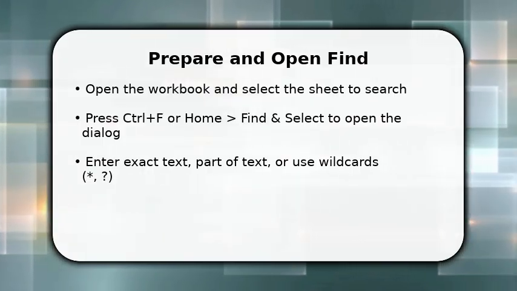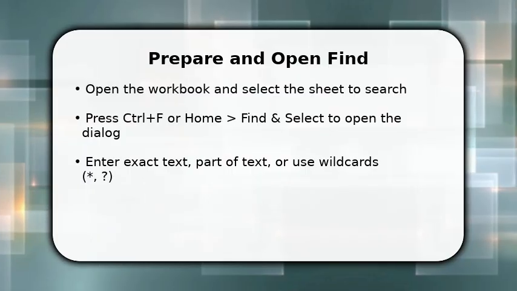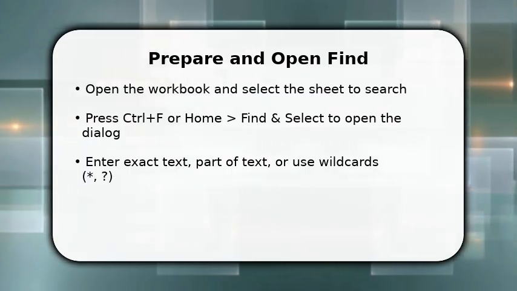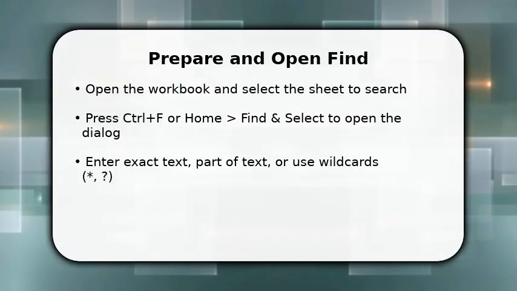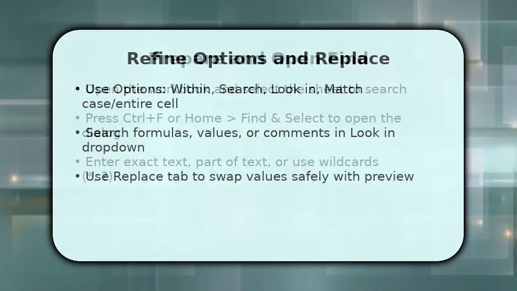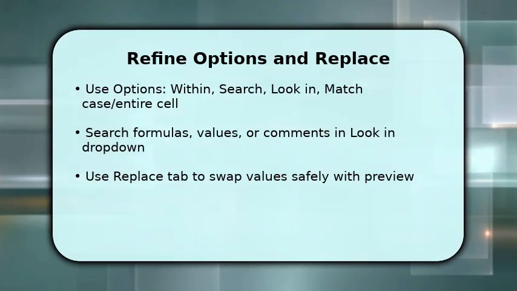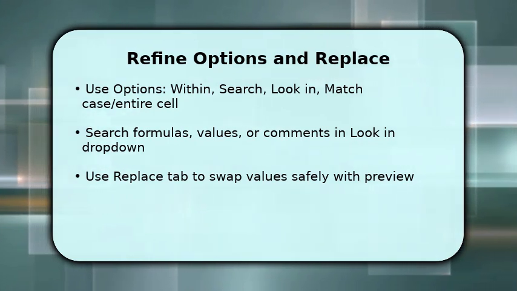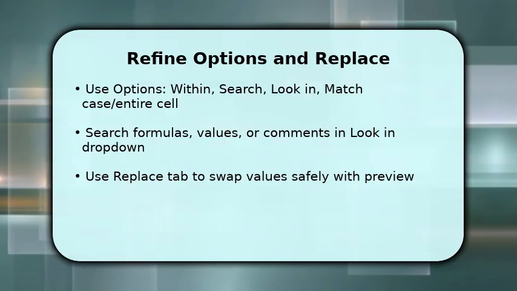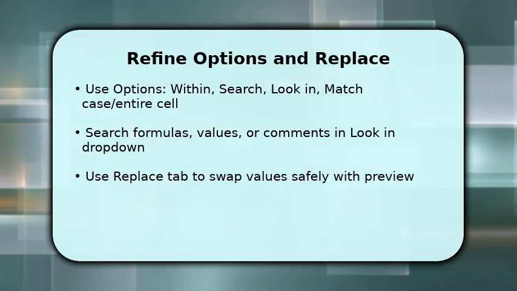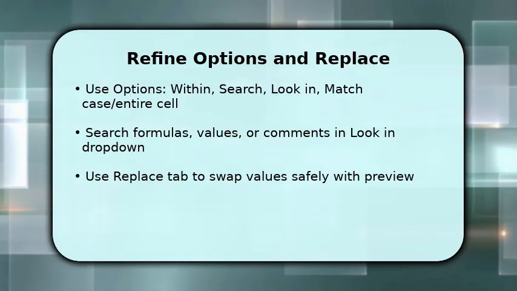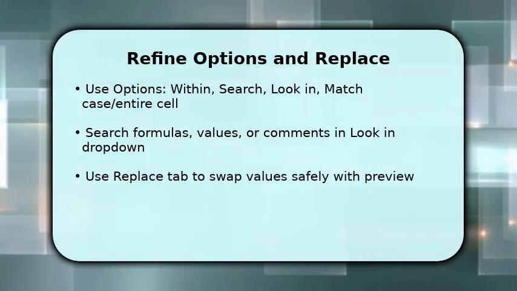Once done, choose options to refine search by rows versus columns, match case, or match entire cell contents so results are precise and predictable for the next steps. Now refine the search. Click Options and set within to Sheet or Workbook, search to by rows or by columns, and look into values, formulas, or comments so you target the right content. Make sure to toggle Match Case or match entire cell contents when exactness matters.